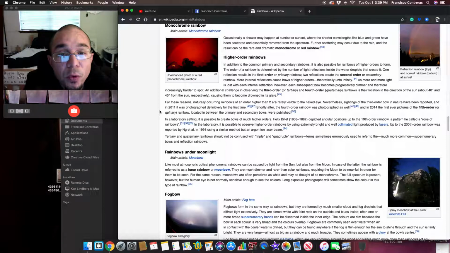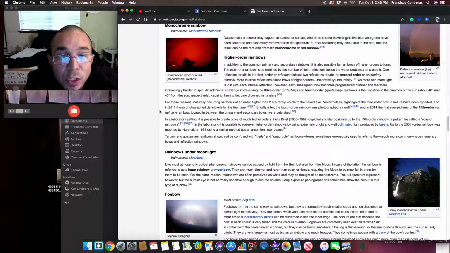Higher order rainbows. In addition to the common primary and secondary rainbows, it is also possible for rainbows of higher orders to form. The order of a rainbow is determined by the number of light reflections inside the water droplets that create it. One reflection results in the first order or primary rainbow. Two reflections create the second order or secondary rainbow. More internal reflections cause bows of higher orders, theoretically up to infinity, as more and more light is lost with each internal reflection. However, each subsequent bow becomes progressively dimmer and therefore increasingly harder to spot.